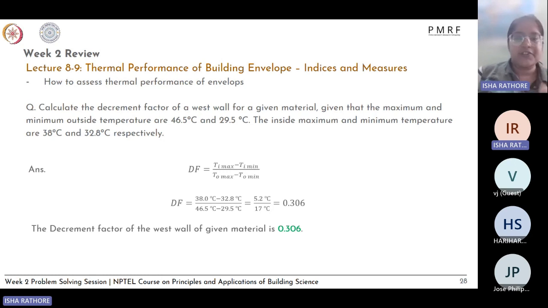Okay, so this is a very straightforward application of the equation. We have the maximum inside temperature minus the minimum inside temperature in the numerator. So we subtract 38 minus 32.8, which are our inside maximum and minimum temperatures respectively. And then we have the outside maximum and outside minimum temperatures subtraction in the denominator. So we have 46.5 outside maximum and 29.5 outside minimum. So we get 5.2 by 17. So we get a decrement factor of 0.306. So this is how you calculate decrement factor.